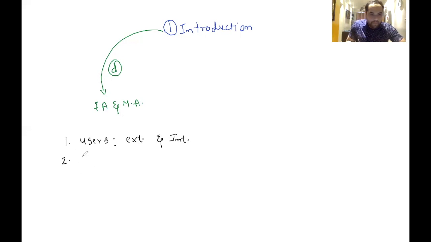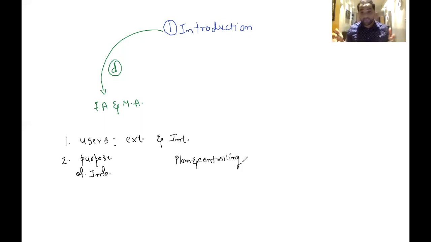Number two is the purpose of information. You know that management accounting is involved in planning and controlling. So that's the purpose of management accounting, to provide information so managers can make decisions. And if you want to make a decision, you have to go through the planning and controlling process. The decision is a combination of planning and controlling. So with the help of management accounting, managers are able to make decisions, right? Decision making through planning and controlling.